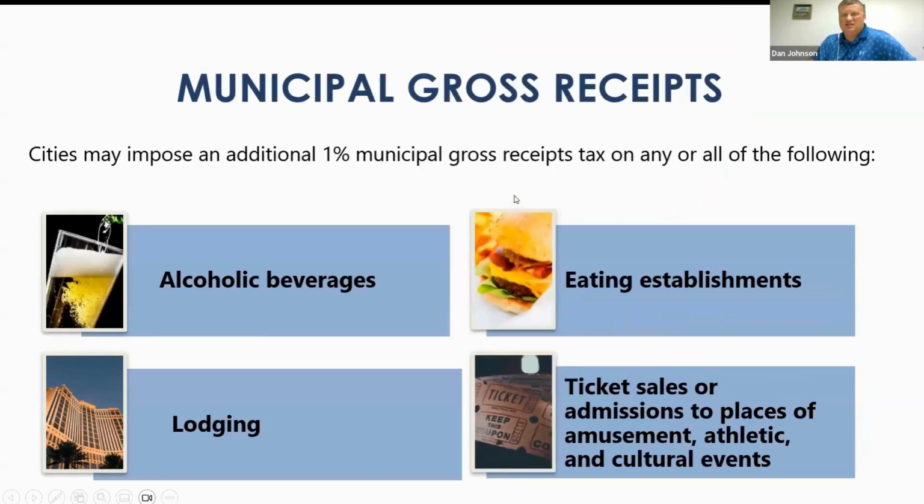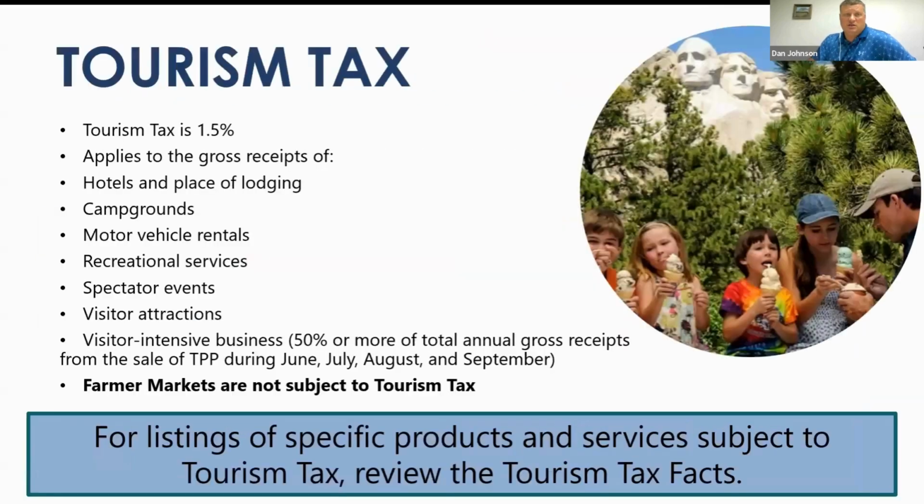Okay, MGRT, it's just an additional tax. Many of you will not have this, but it's maybe good to know: alcoholic beverages, lodging, and eating establishments, and that is 1%. Tourism tax, that will apply to some of you. Tourism tax is 1.5%, and that applies to the gross receipts of hotels, places of lodging, campgrounds, motor vehicle rentals, recreational services, and spectator events.